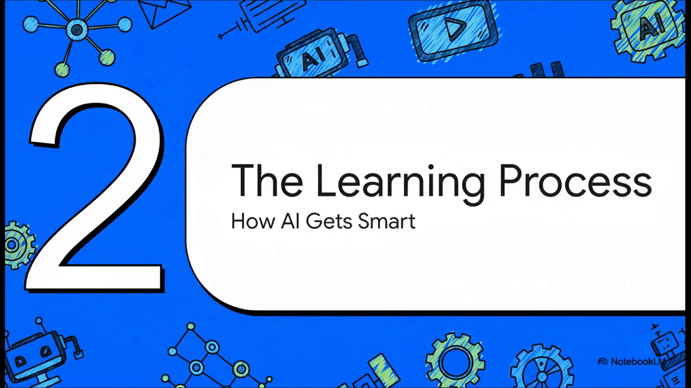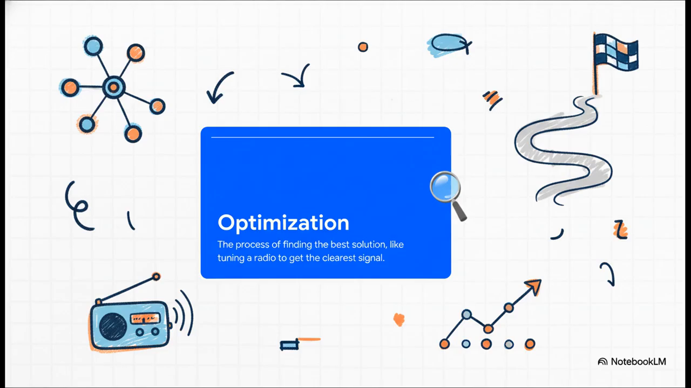Okay, so we've got the basic structure down, but how does it actually get smart? That brings us right to our next section, the learning process itself. The real engine behind all AI learning is this one process called optimization. The best way to think about it is like tuning an old radio. You're twisting that dial and you hear all this static, but you keep adjusting and the signal gets a little clearer and then a little clearer. That's what optimization is. The AI is constantly tweaking itself to find the very best answer, to find that perfectly clear signal in all the noise.